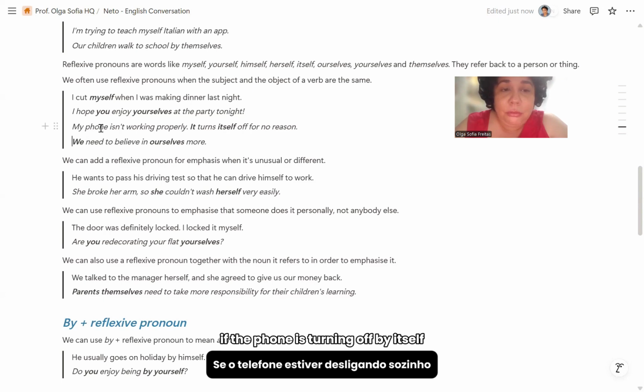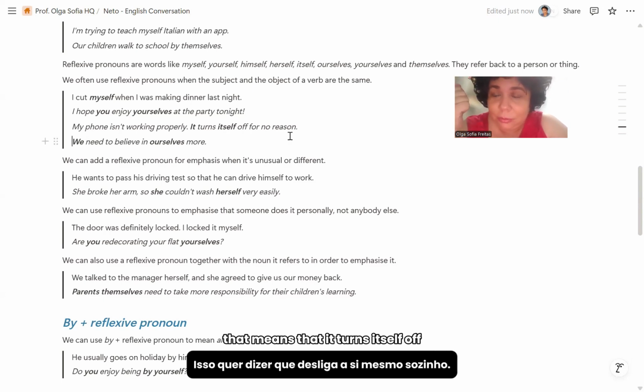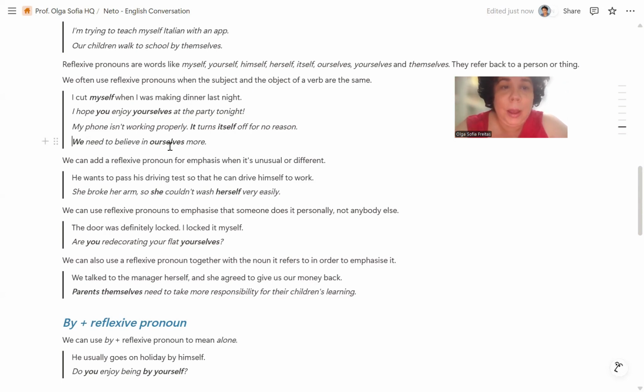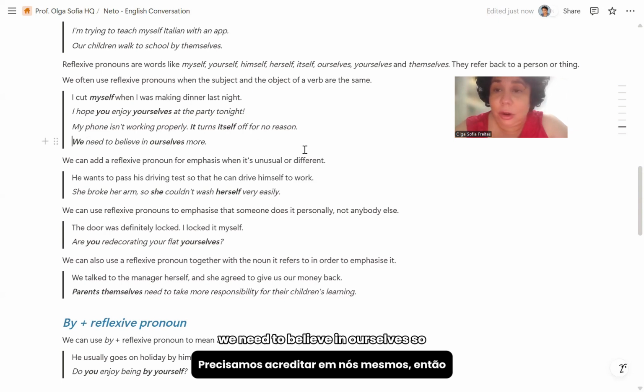If the phone is turning off by itself, that means that it turns itself off. I'm not turning it off. It's turning itself off on its own. And we need to believe in ourselves.